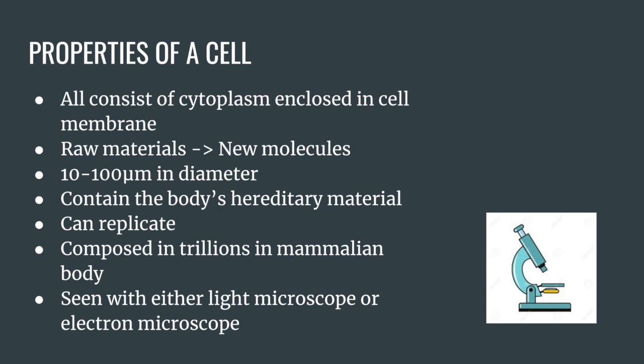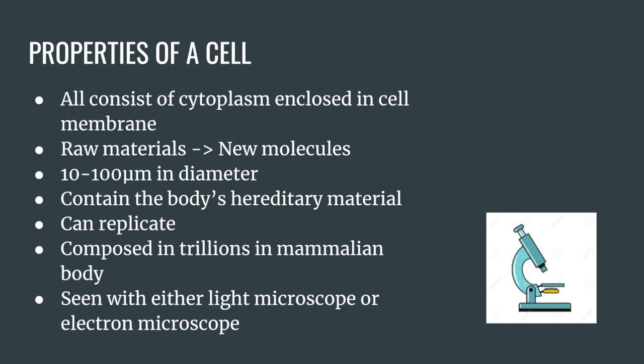Moving on, we'll be looking at the properties of a cell. All cells consist of a cytoplasm enclosed in a cell membrane. Cells are known for taking in raw materials and then processing these materials to make new molecules. These molecules can be either used by the cell itself or transported to other parts of the body. Mammalian cells are known to range between 10 to 100 micrometers in diameter. The cells also contain the body's hereditary material, making them able to replicate.